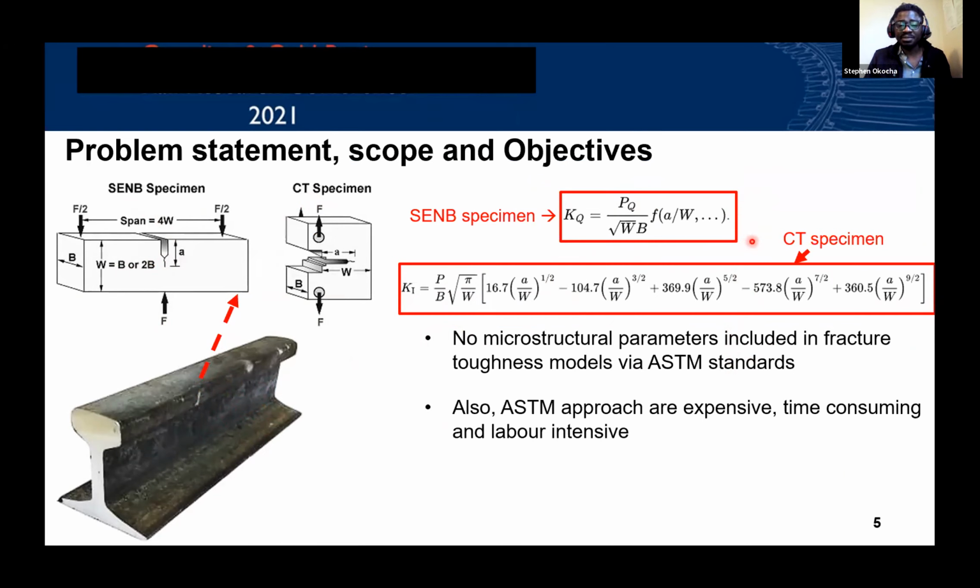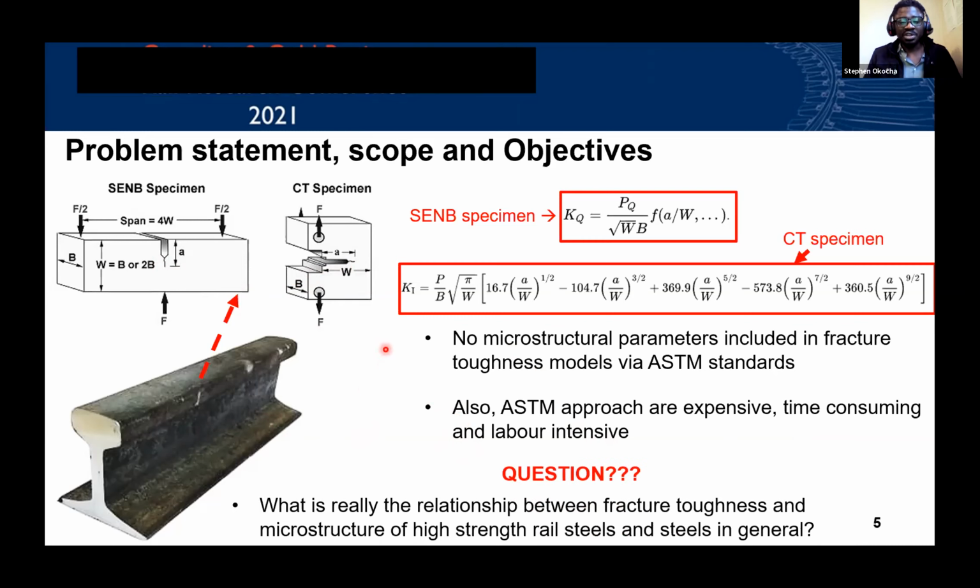Apart from that, if we still have to work with the ASTM approach, it's very expensive, time consuming, and labor intensive. If you look at the diagrams, you can see some little cracks at the edge. Performing that using pre-fatigue cracking is very expensive and time consuming. And even if we have an installed structure, we still cannot cut out from it to start performing this kind of experiment. These are the problems that directed us towards this area.